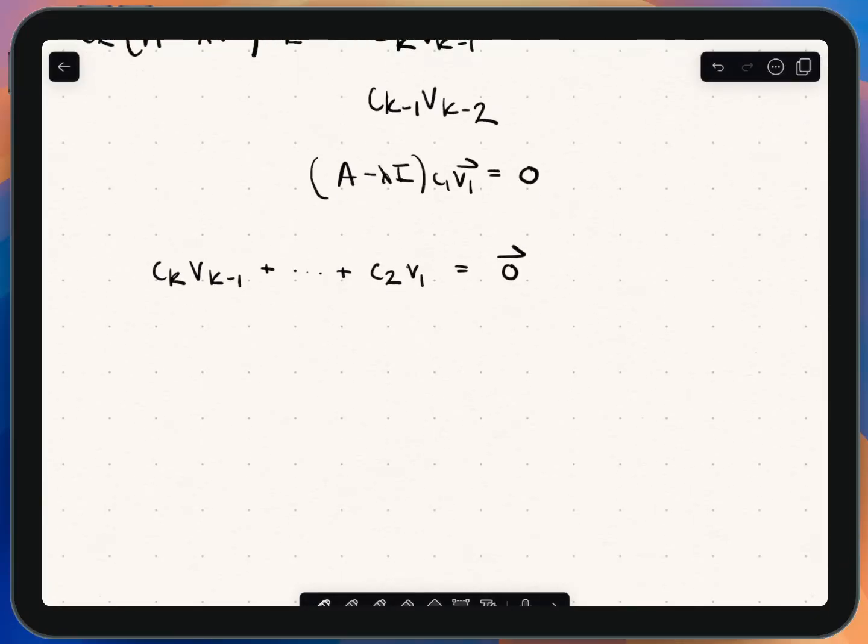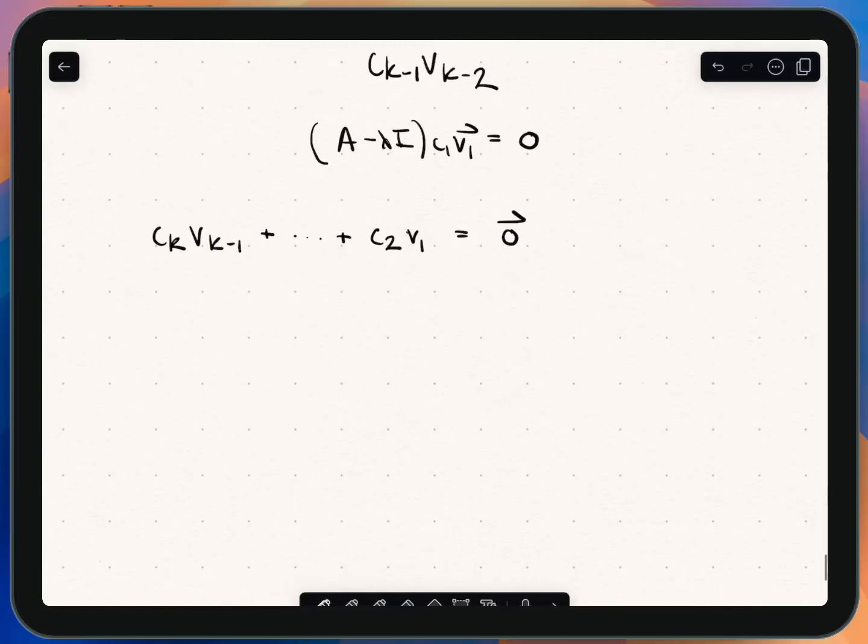And now you're thinking, okay, whew, that was a long thing, but we can continue. We can continue on the left. So I can multiply again by A minus lambda I through all of this. And again, I will get CK, but now VK minus 2 all the way down. And because this is a V1, that's going to go to 0.